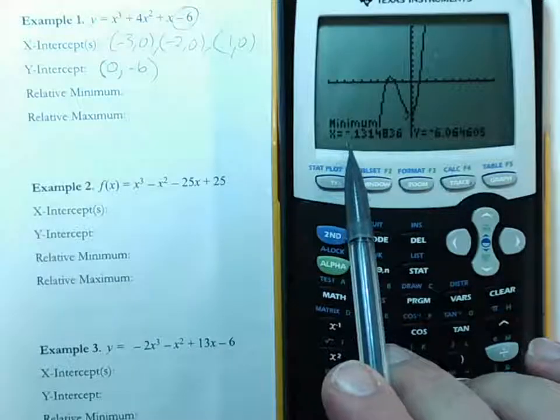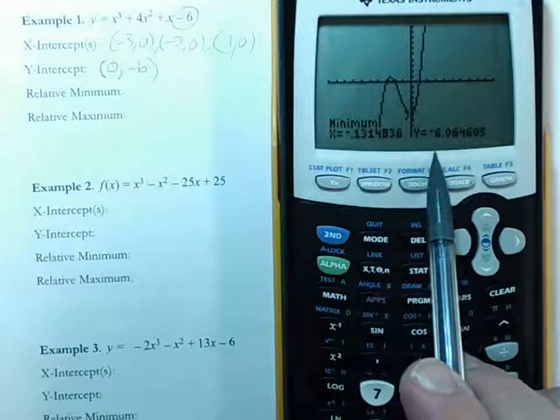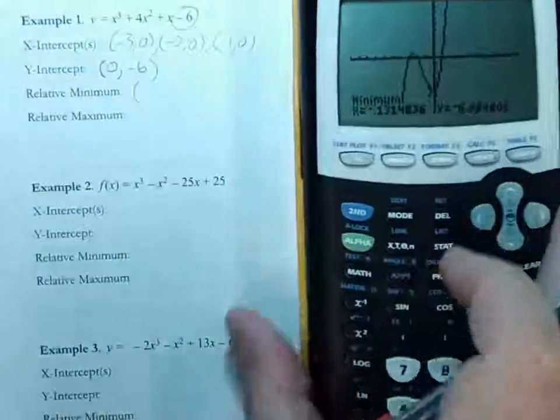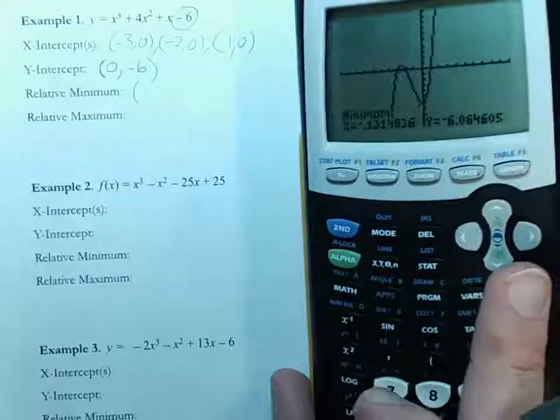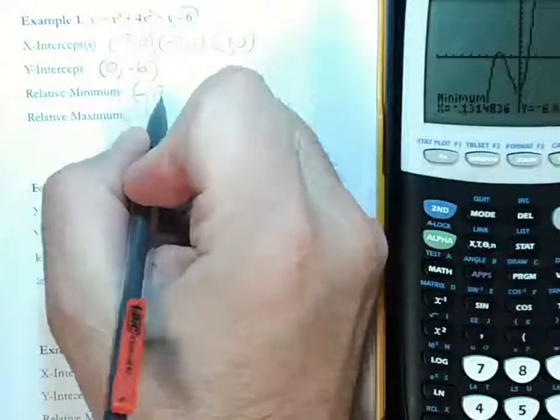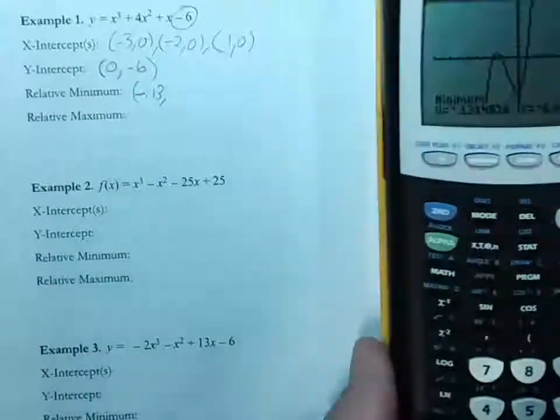My minimum is going to be -0.13, -6.06. Please round to 2 places. What did I say? -0.13, -6.06.